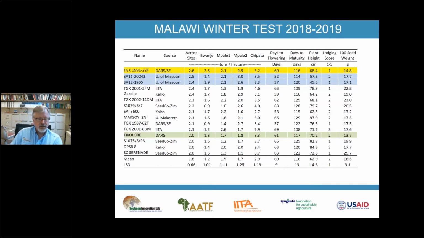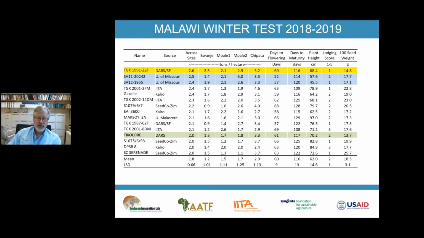So that shows that this line does very well across diverse conditions in Malawi and provides further evidence that it should be released. We also entered some early maturing varieties from the US because we thought that they might be adapted to some of these cooler conditions in Malawi during their winter. And what you can see is actually the second and third highest yielding lines in this test were from the University of Missouri. We're going to need to repeat these tests to verify that these results are repeatable.